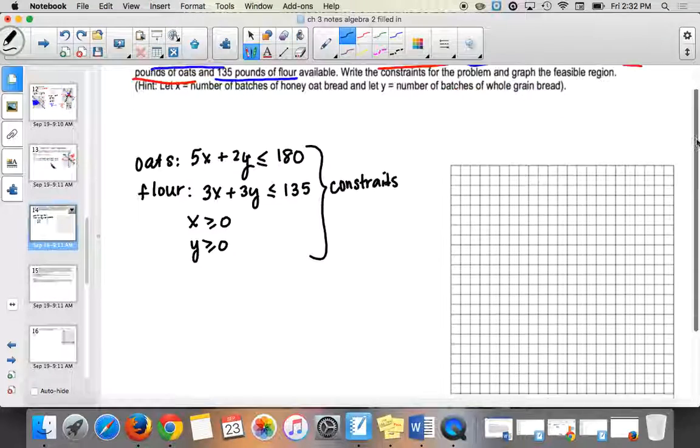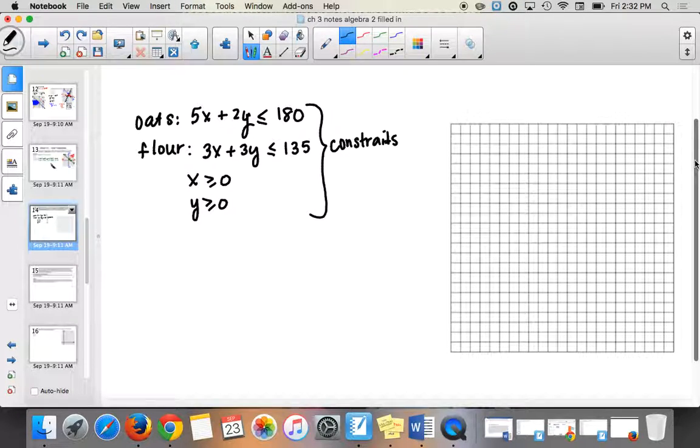Okay. So the easiest way to graph them is to use the x-intercept and y-intercept method. So I'm going to talk about this 5x plus 2y is less than or equal to 180. So if I plug in 0 for x and if I plug in 0 for y, I'm going to get 2 points. So plugging in 0 for x, are you able to do it in your head? Plugging in 0 for x, what do we get? 2y equals 180, so y is 90. And then if I plug in 0 for y, I get 5x equals 180.